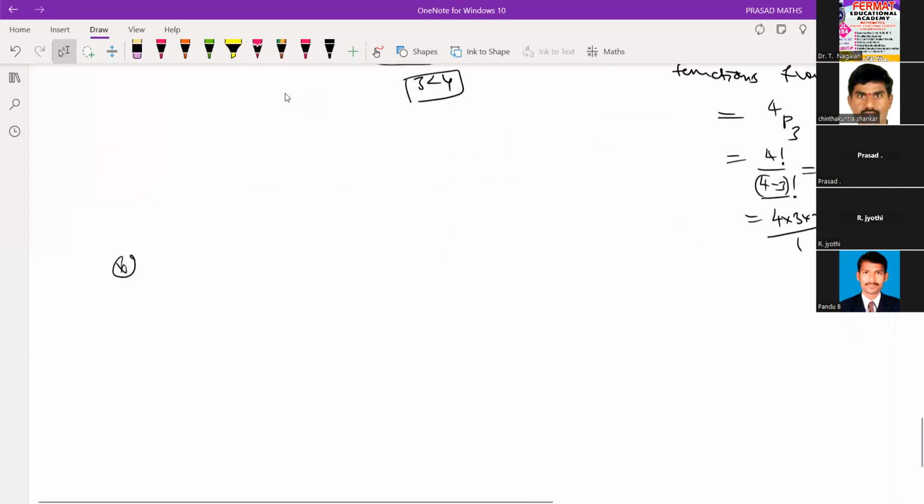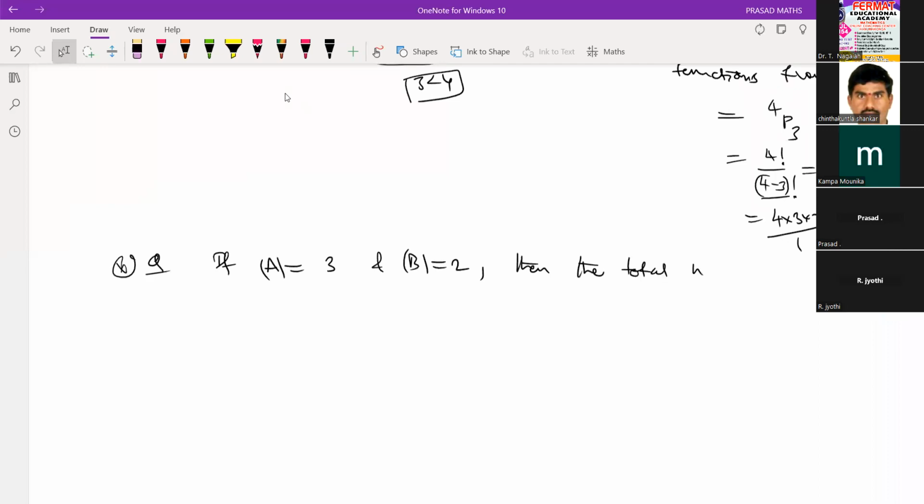Suppose I do this same problem like this: if cardinal of A is 3 and cardinal of B is 2, then the total number of one-one functions is 0.